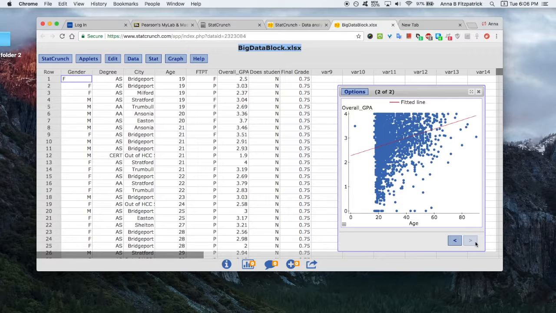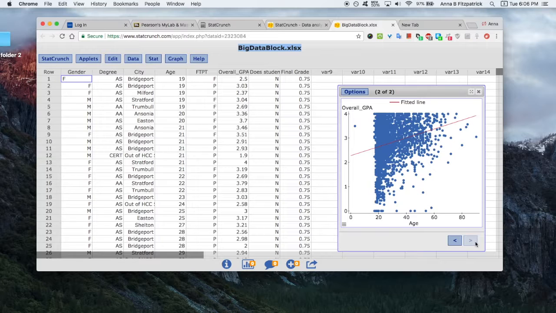There's no real form. I would say it's not really straight. It curves gently with a large cluster between those ages because that is the usual typical age that people would go to college. The direction does show a positive pattern. It does go from the lower left to the upper right.